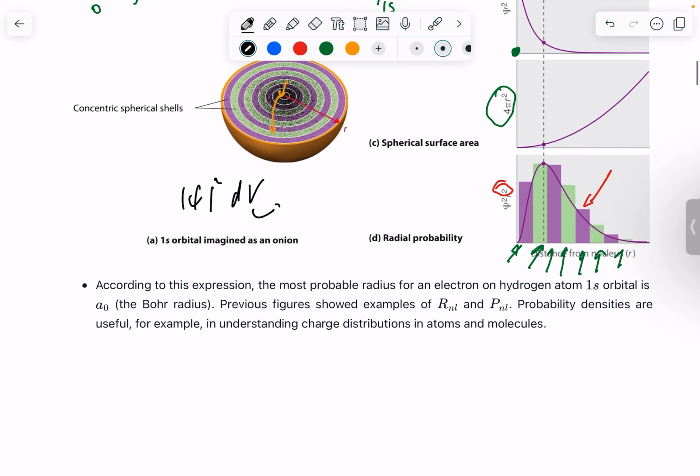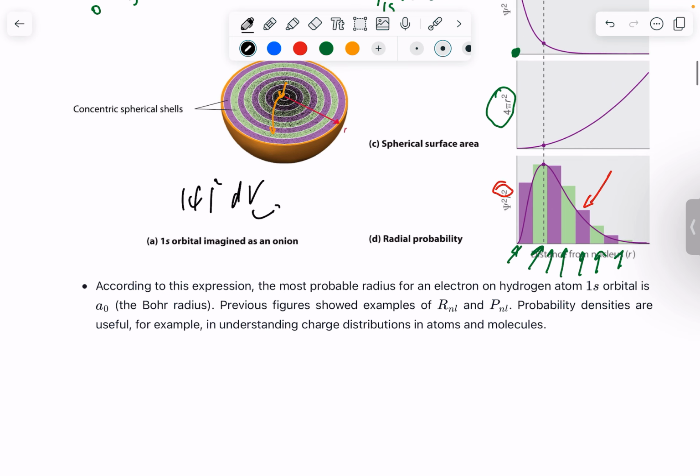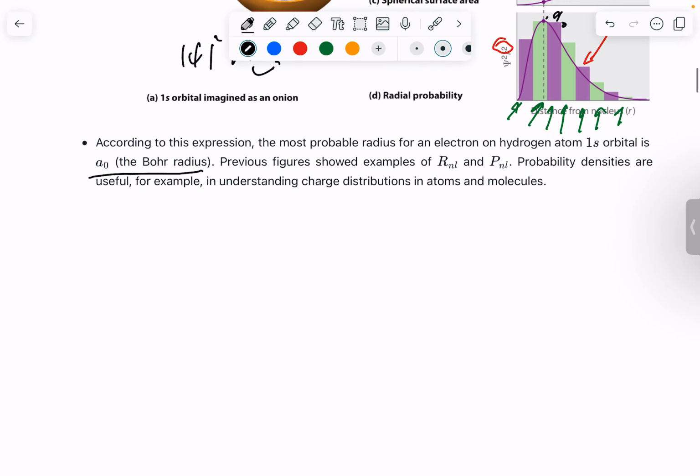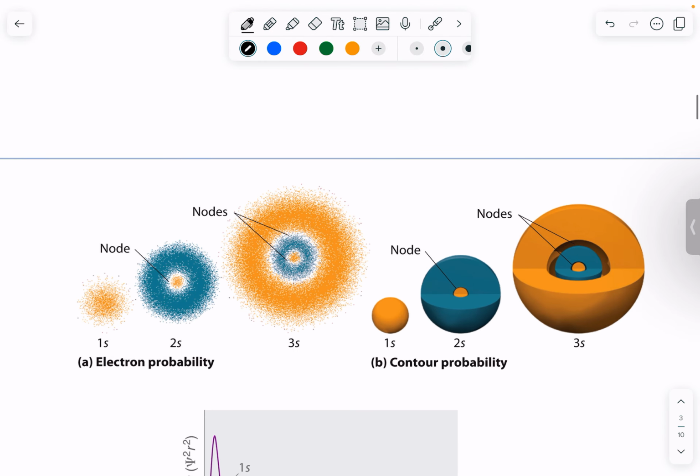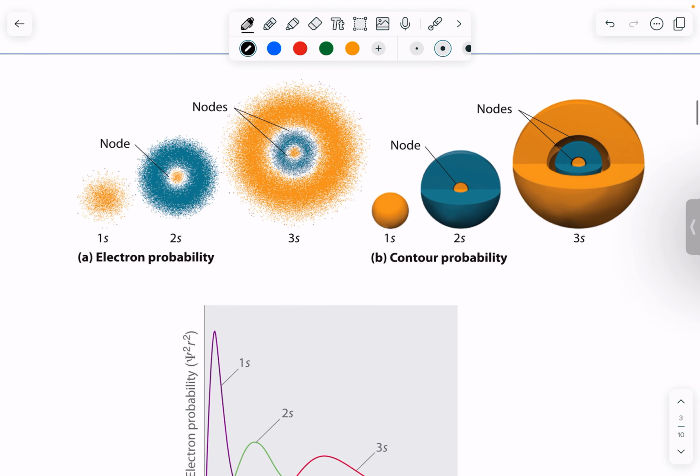All right, so that's very nice, and this distance, the most likely distance to find the electron, is called the Bohr radius, called a0, that we use to turn the wave functions into nice dimensionless forms. And that was a result for 1s.